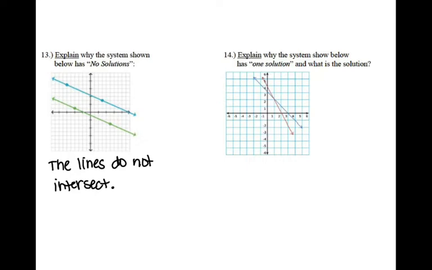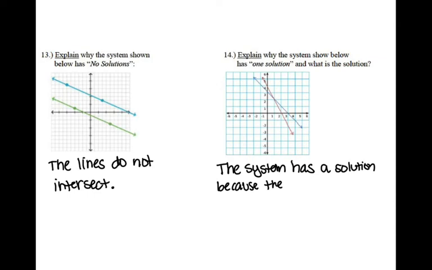Number 14, explain why the system below has one solution and what is the solution. So it has one solution. Let's see. The system has a solution because the lines intersect. And the solution is the ordered pair where the two lines intersect, which looks like at (1, 2).